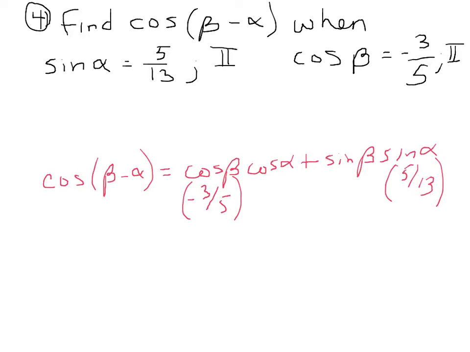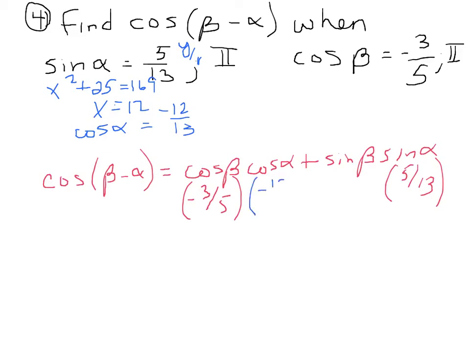So we're going to go back to using those properties from the last chapter, from chapter 4. Remembering that sine is y over r, so I got x squared plus 25 equals 169. So we're going to get x equal to 12, which means cosine of alpha is 12/13, but we're in quadrant 2, so it's going to be negative. Okay, so I can fill that in down here. Cosine of alpha, negative 12/13, plus, and I can come over here.